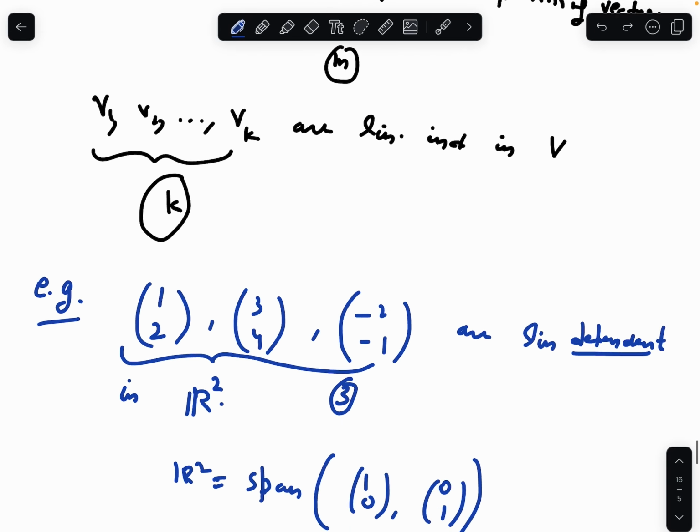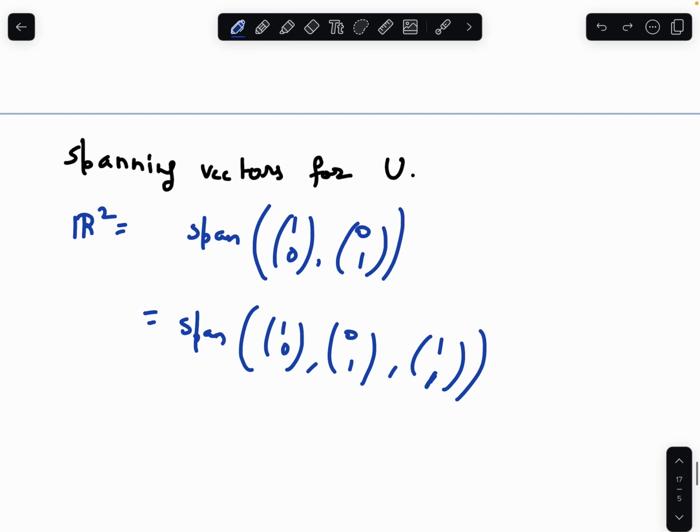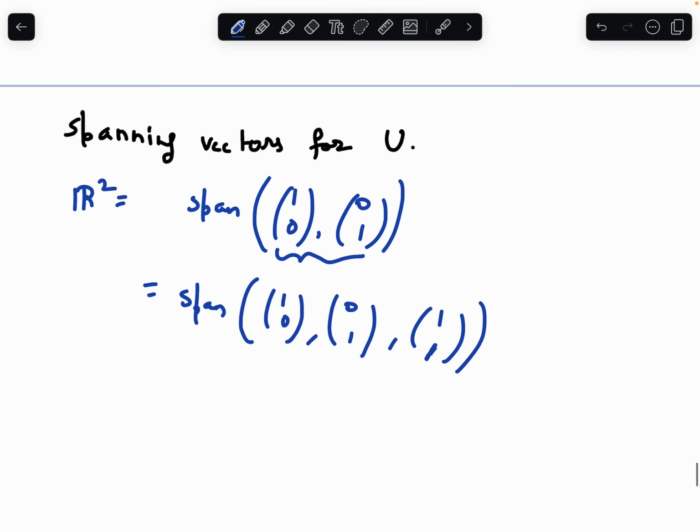Note that this is a set of spanning vectors. So (1,0), (0,1) are spanning vectors, but these are also spanning vectors, though these are linearly dependent and those are linearly independent. So spanning vectors can be linearly dependent or linearly independent, right?